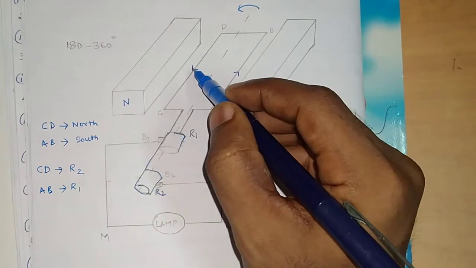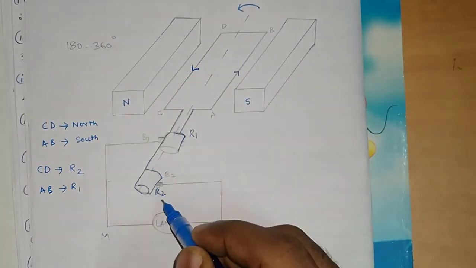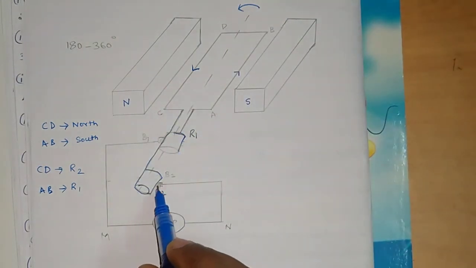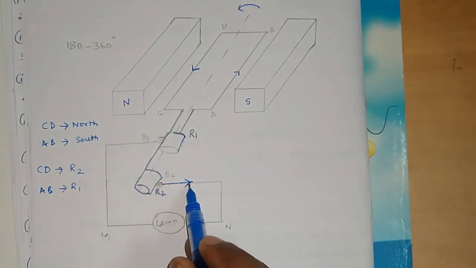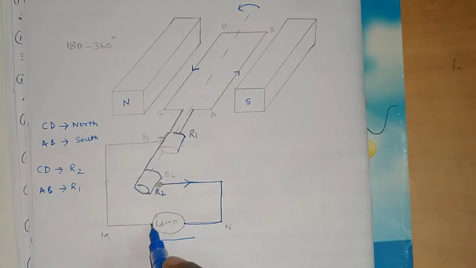So on the CD conductor which was placed here, the direction will be from D to C. From here it will directly flow to slip ring R2. Why? Because conductor CD is connected to R2. On R2 brush B2 has been placed, so from here the current will start to flow. From here it will flow to N and to the lamp. So the direction of current will be from N to M.